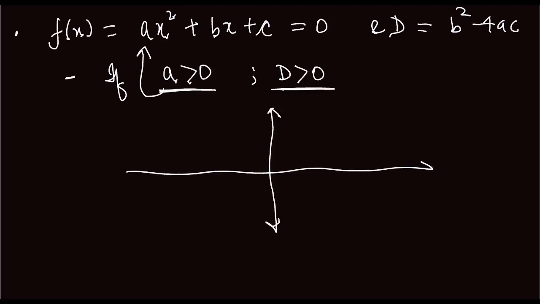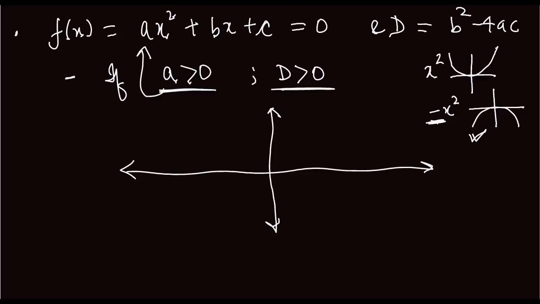You have to remember this. Just remember the graph of x square. The graph of x square is this, and the graph of minus x square is this. So if you have a negative coefficient, it will be concave downwards, and if you have a positive coefficient, it will be concave upwards. So if a is greater than 0, then this will be the graph, opening upwards. And D is greater than 0 means it has real roots. The roots lie on the x-axis, so it will cut the x-axis, and two different roots will be there.